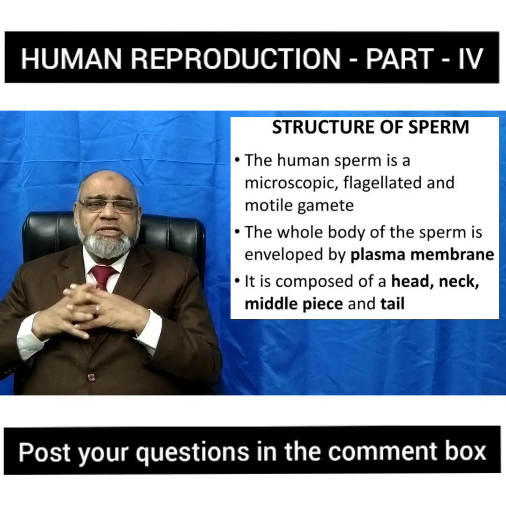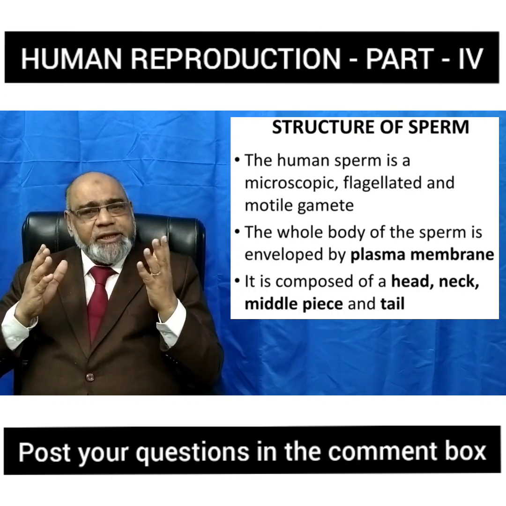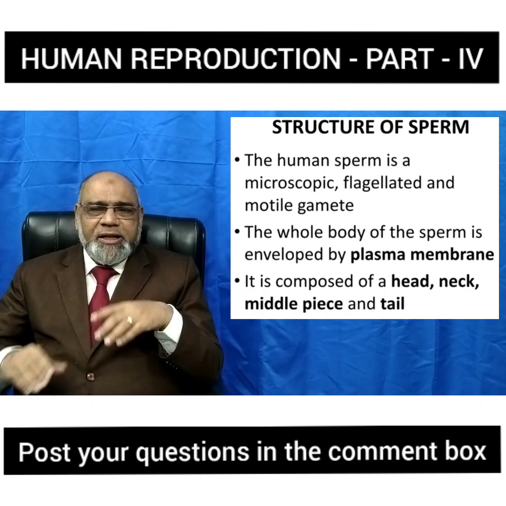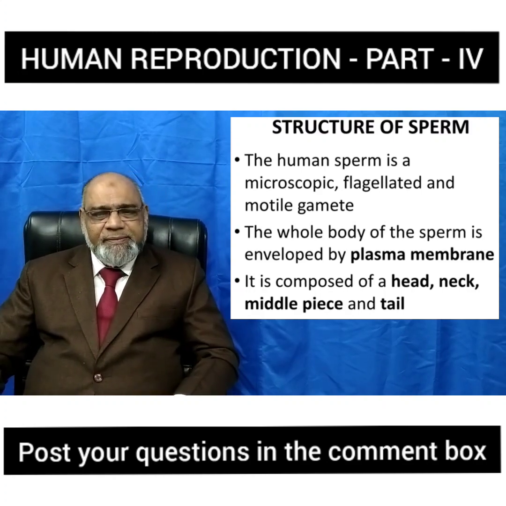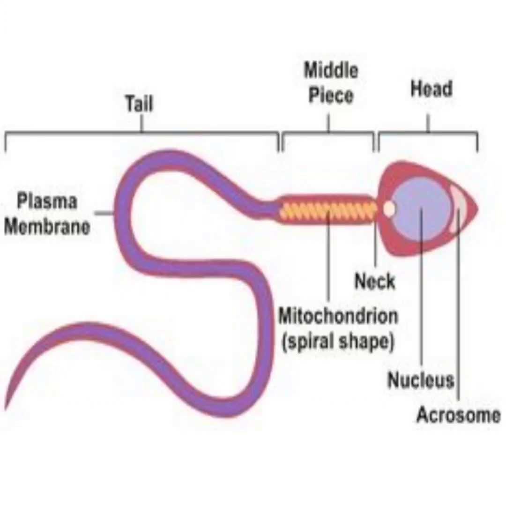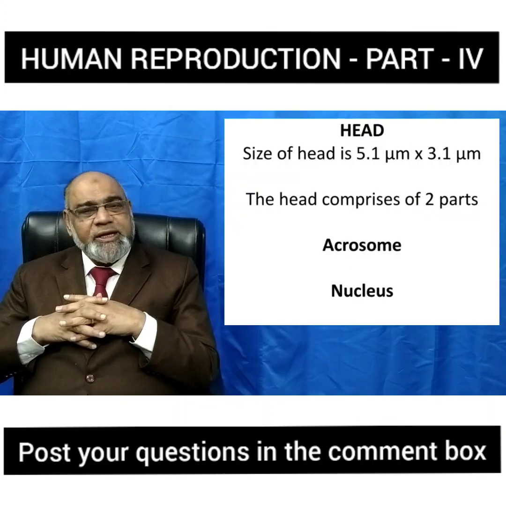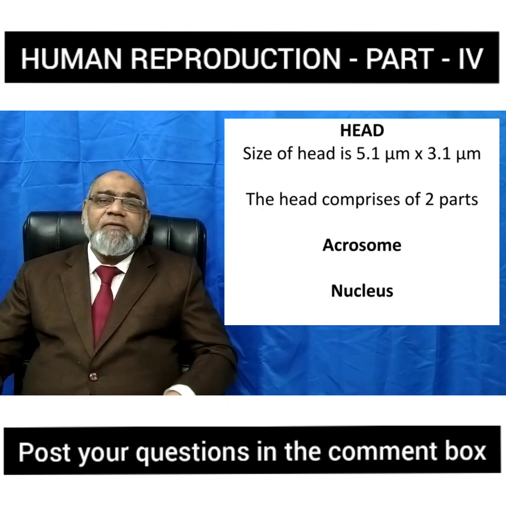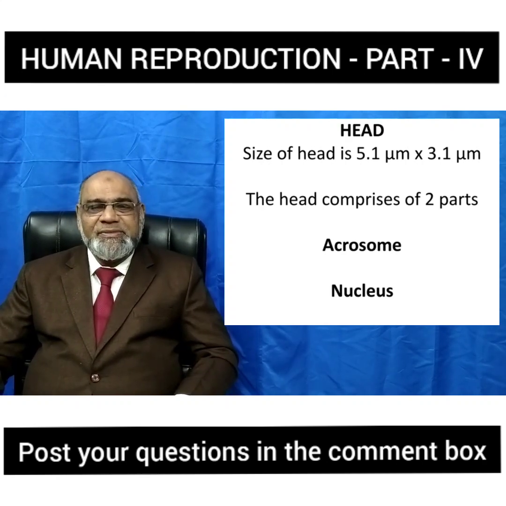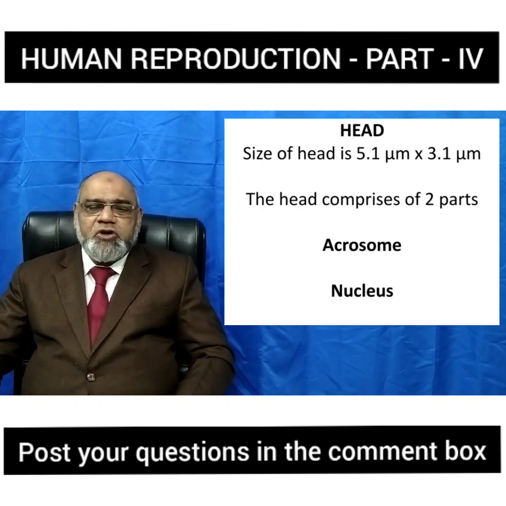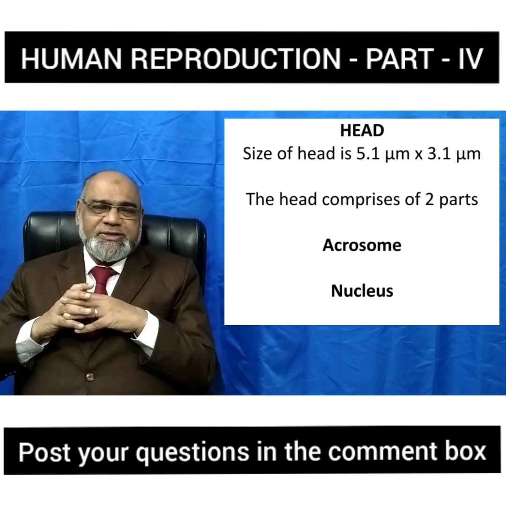And what are the parts of the sperm? It consists of the head, the neck, the middle piece, and the tail. Where are all these parts present and what are the sizes, we shall see. The head is about 5.1 micrometer in length, and the thickness is about 3.1 micrometer. The head consists of 2 parts. One part is called the acrosome, the other part is the nucleus.